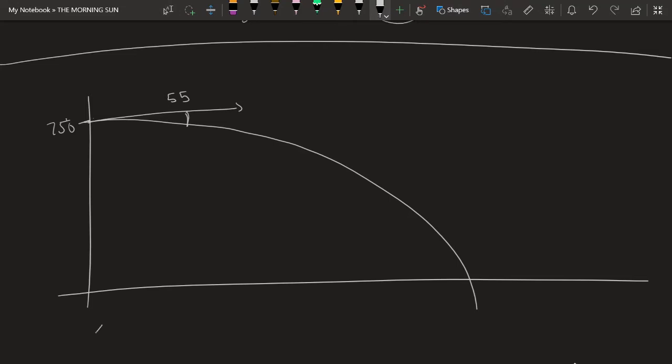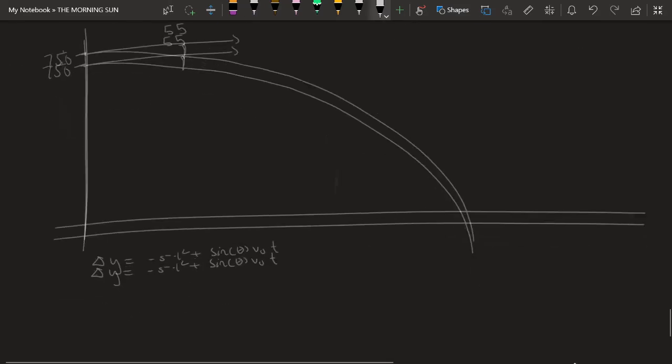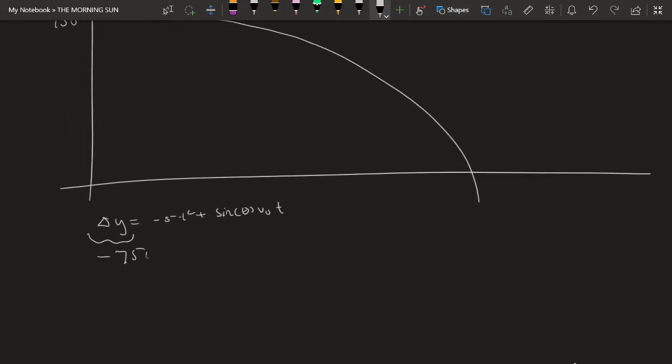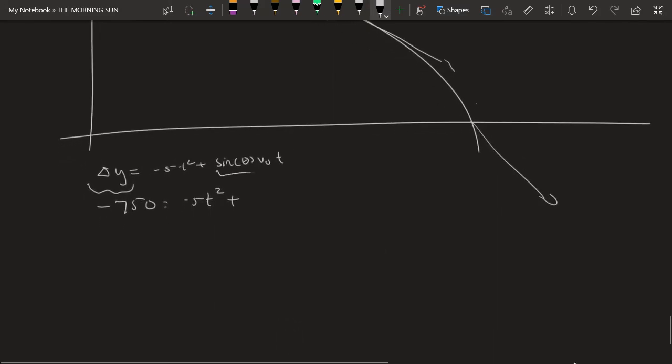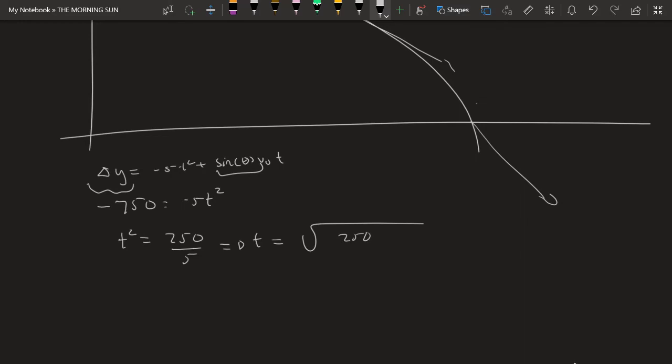So here we go. We know that delta y is equal to minus 5t squared plus sine theta v0t. We know that this is minus 750. We know that this is minus 5t squared. We know that sine 0 is 0, so this cancels out. Because as you can see, our initial angle is 0, and then it starts to bend down, eventually bending down over here. So our original sine is sine 0, of course, multiplied by v0t. Sine 0 is just 0, so this goes away. So we have that t squared is equal to 750 over 5. In other words, t is equal to the square root of 750 over 5.